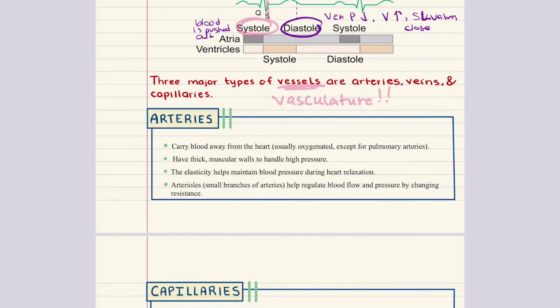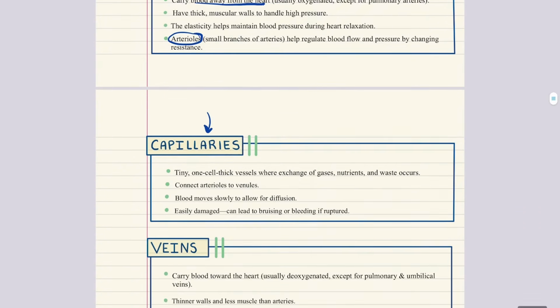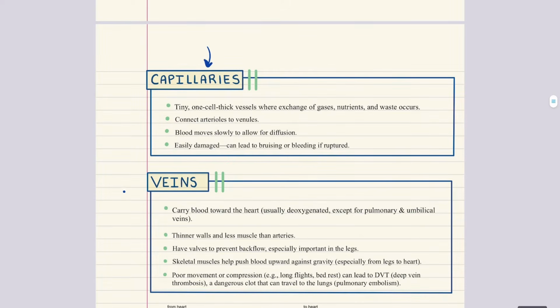So let's walk through the general flow. Blood leaves the heart through large arteries. These branch into smaller arterioles, which lead into the tiny capillaries, which is the site of exchange. After passing through the capillary beds, blood moves into small venules, which merge into larger veins that carry blood back to the heart.